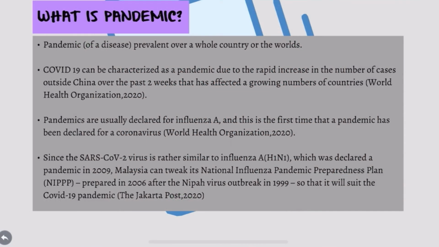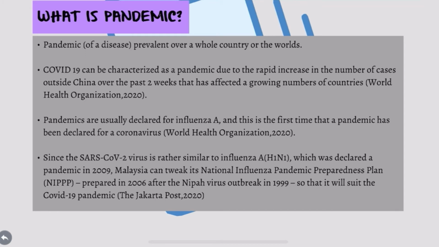What is a pandemic? A pandemic is a disease prevalent over a whole country or the world. In other words, it is a disease outbreak that spreads across countries or continents. According to the World Health Organization, COVID-19 can be characterized as a pandemic due to the rapid increase in the number of cases outside China over the past 2 weeks that has affected a growing number of countries.